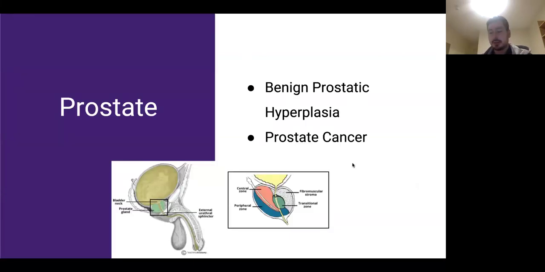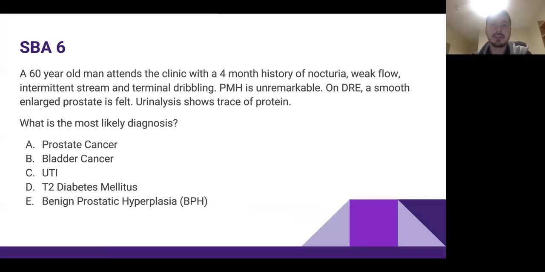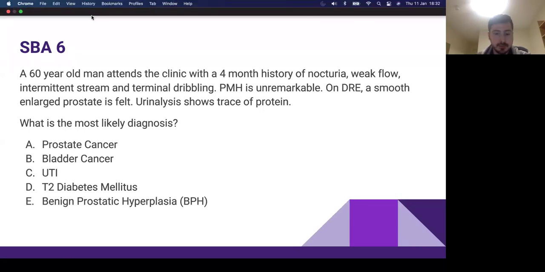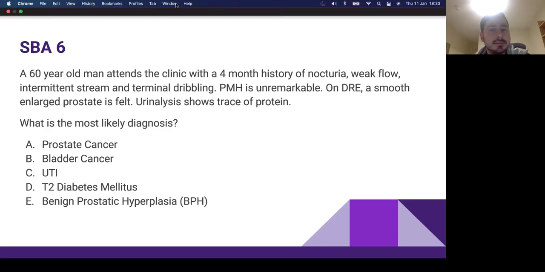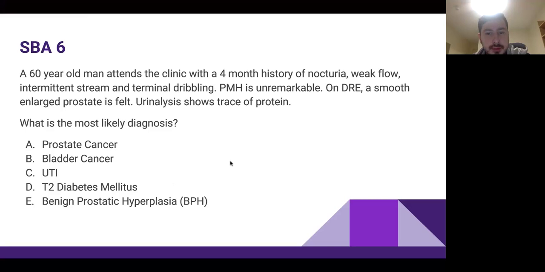Great. So having covered the bladder and the kidney, we can move on to the prostate now. And we have our 6th SBA. Great.